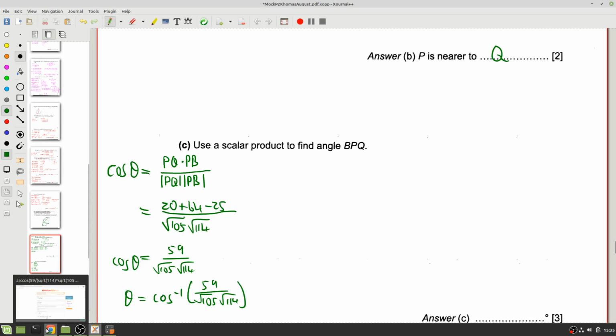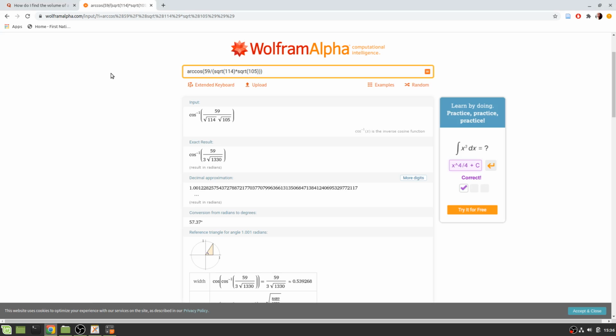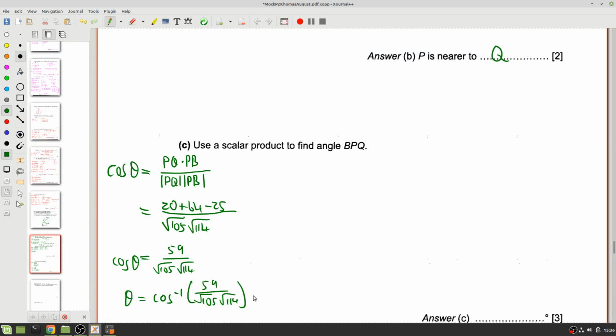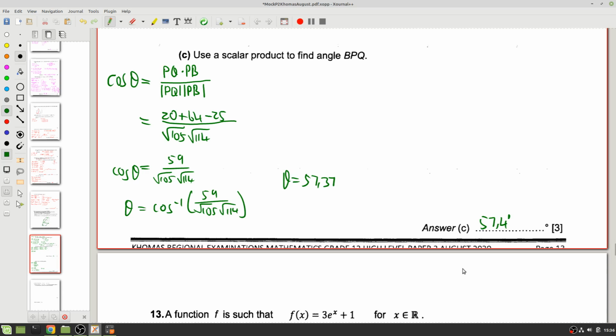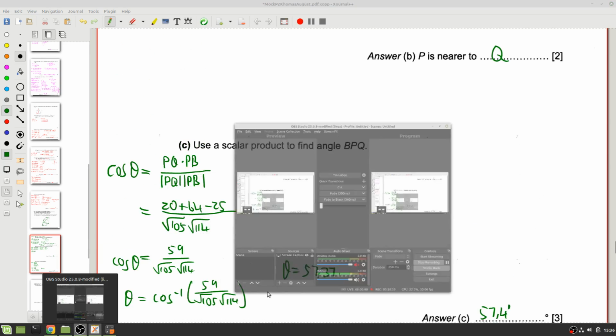Let's type that on our calculator. So arc cos of 59 divided by the square root of 114 times the square root of 105 gives us 57.37. So theta is 57.37, and we're told in the instruction sheet to round off to 1 decimal place for angles, so in this case that'll be 57.4 degrees. Yeah, that's it for question 12, and then I'll be back with question 13 shortly.